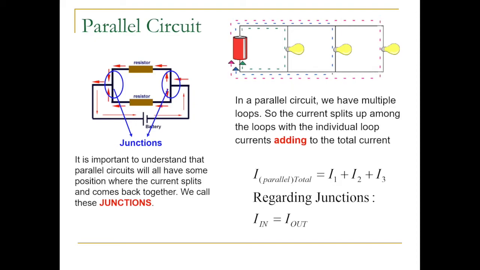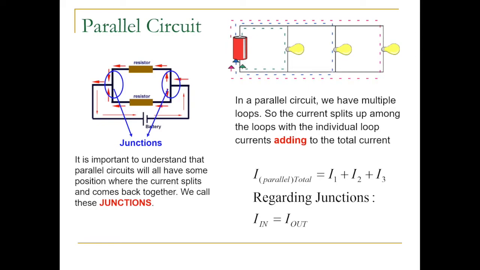If we look at the conventional current leaving the top of the battery, when it gets to that first junction, some of the current is going to travel down the path towards the light bulb, and the rest of the current is going to travel towards the other 2 light bulbs, in which case that amount will split again. Then when it goes around the loop and gets back to the junction on the other side, the current will come back together, and then when it reaches the other junction, the rest of the current will come back together, so that the total amount of current that we started with will be the total amount of current that we finish with at the end of the circuit.